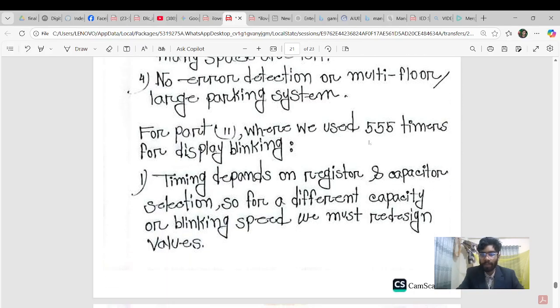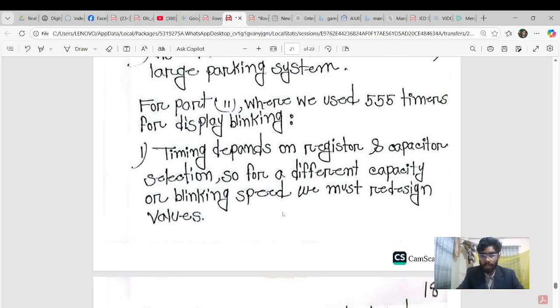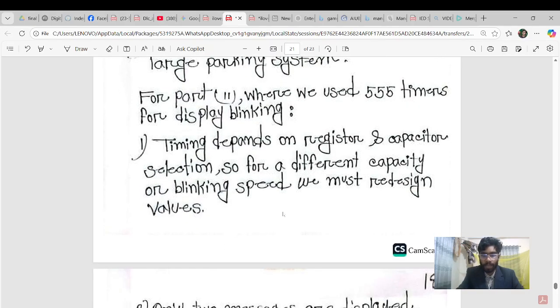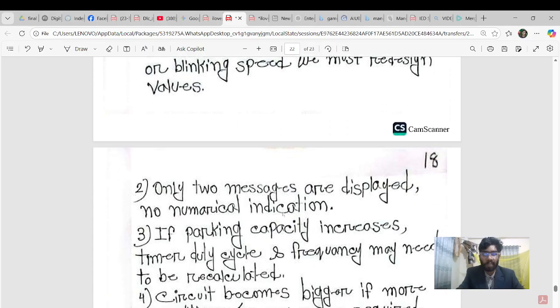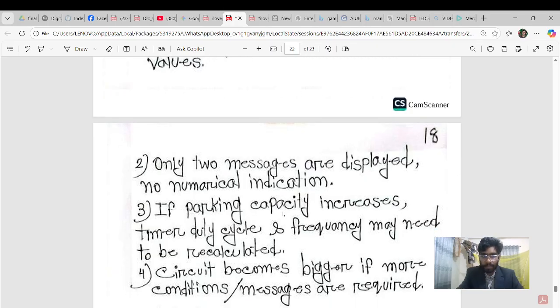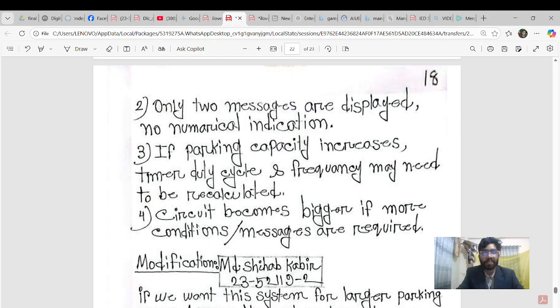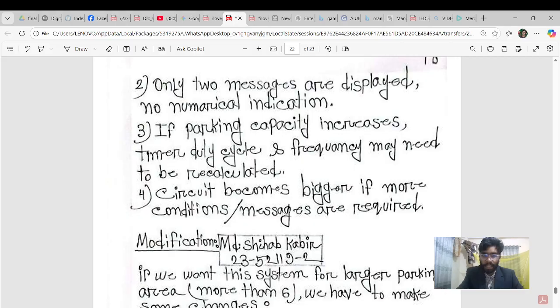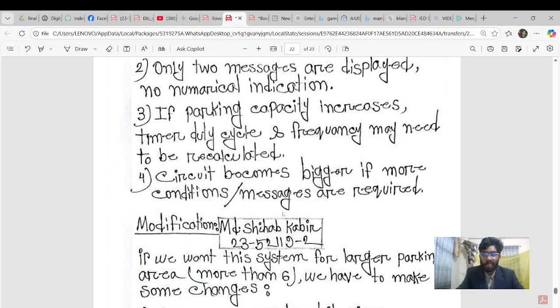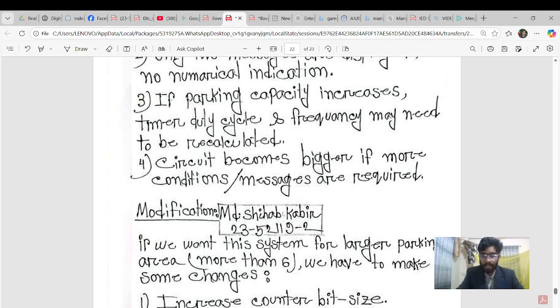Where we use 555 timers for display blinking: 1. Timing depends on resistor and capacitor selection, so for a different capacity or blinking speed, we must redesign the values. 2. Only 2 messages are displayed, no numerical indication. 3. If parking capacity increases, timer duty cycle and frequency may need to be recalculated. It is also a big barrier. 4. The circuit becomes bigger if more conditions or messages are required.